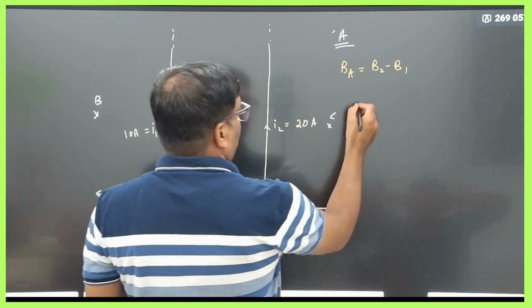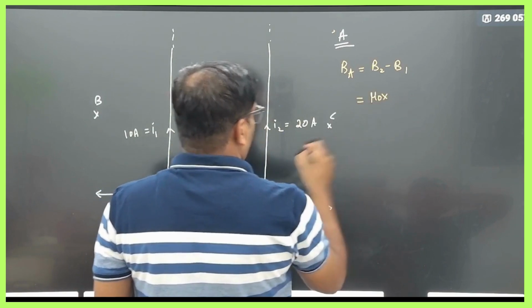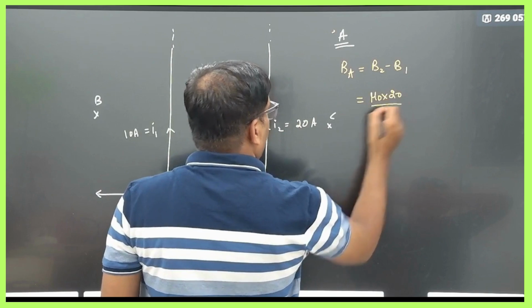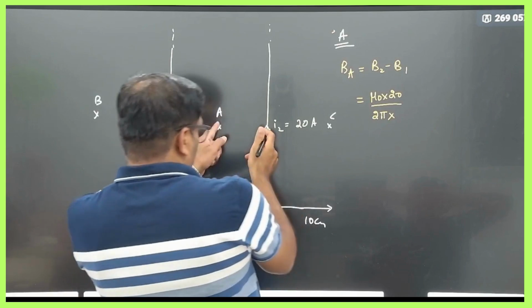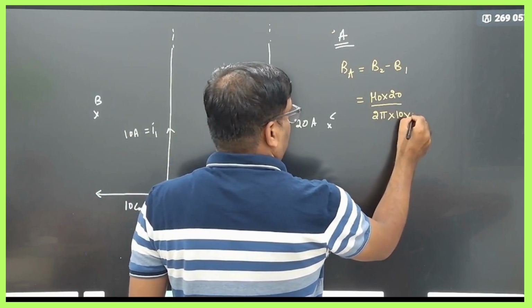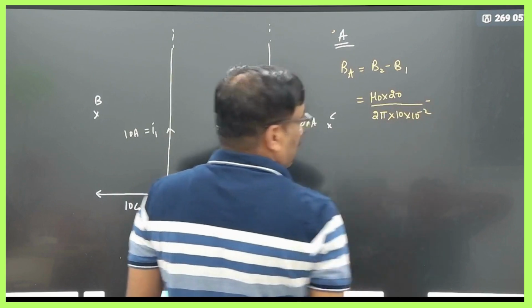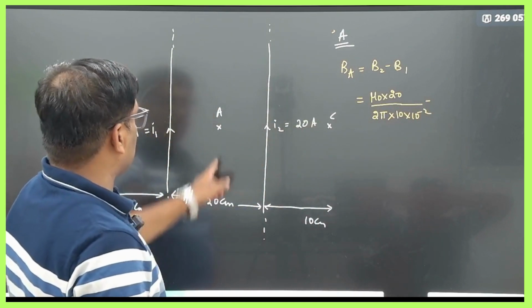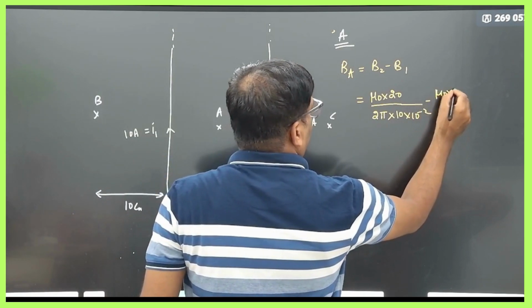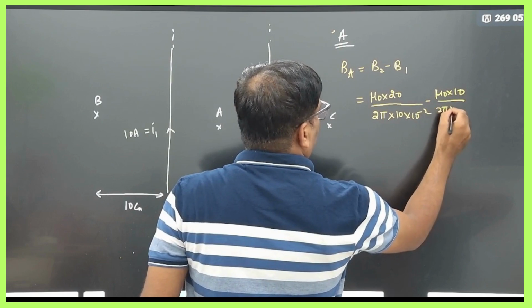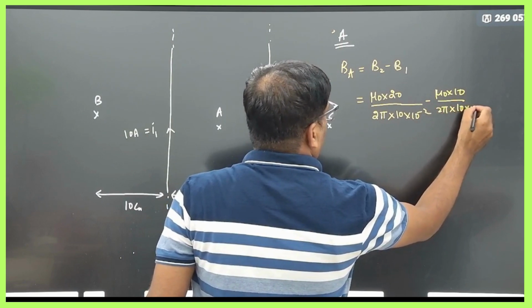It will be infinitely long. So mu naught into current is how much now? 20 ampere divided by 2 pi, infinitely long, 2 pi into D, where D is nothing but 10 centimeter, 10 into 10 to the power of minus 2, minus, due to this one, therefore mu naught into 10 divided by 2 pi into 10 into 10 to the power of minus 2.